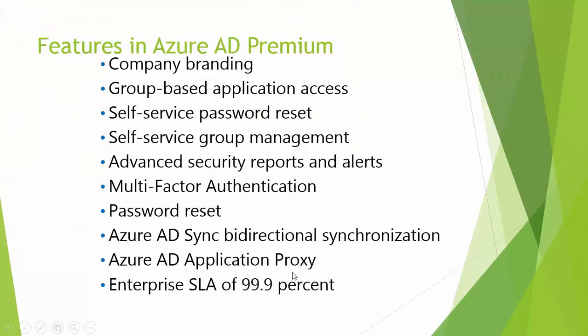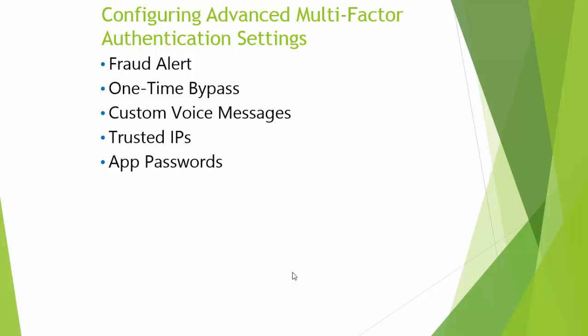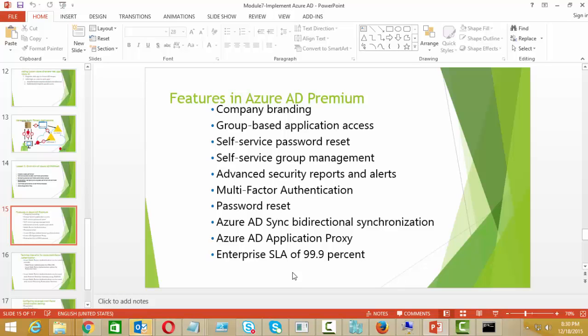And finally, premium features have a 99.9% SLA level. So multi-factor authentication is very useful. Suppose you reset a password or you forget your password, from a security point of view they ask you for second level authentication. So this is all about premium features and custom domains and Azure Active Directory.